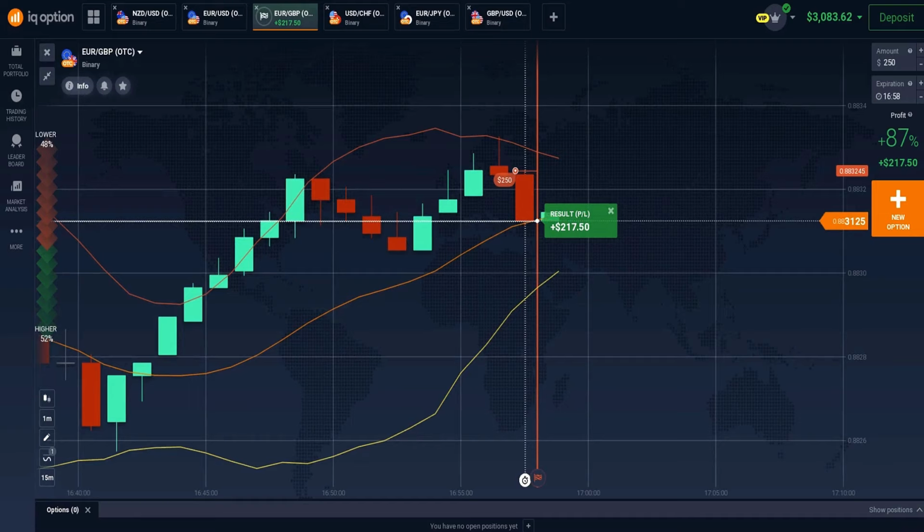Let's quickly recap what we learned today. Use the hammer for buy trades and inverted hammer for sell trades. Confirm with Bollinger Bands. Lower band for buy, upper band for sell. Avoid strong trending markets. Use a 1-minute time frame with 1-minute expiry. Always trade during the best market hours and avoid high-impact news.